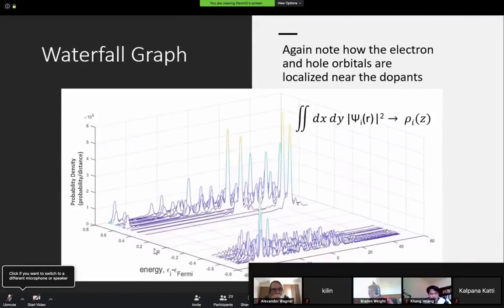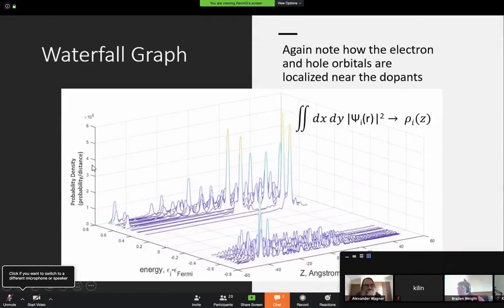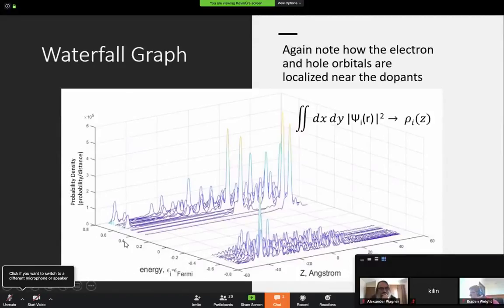Okay, and then here is my waterfall graph. Here is how my probability density changes with energy and atomic distance. So here we have my conduction band and my valence band, and I calculated my probability density with this equation right here. It's simply taking my wave function squared and then integrating it over all space, which gives me my probability density, or in other words, my charge density.